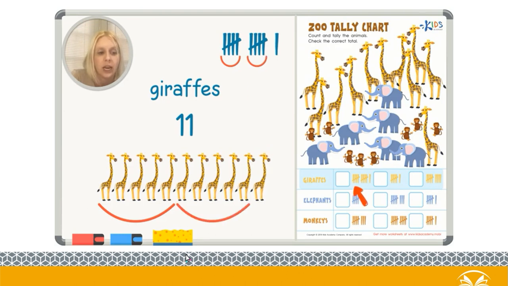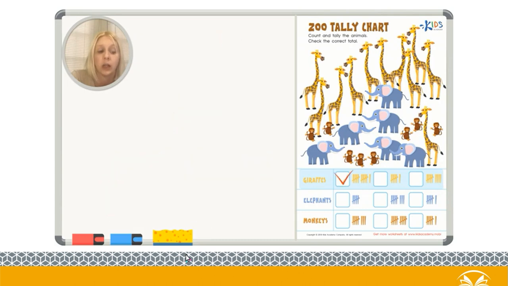We've got 5, 10, 11. This is it, but let's see our other options. We've got 5 plus 1 is 6, or 5, 6, 7, 8, 9. So our answer is 11. So we're going to put a check right here next to these tally marks.